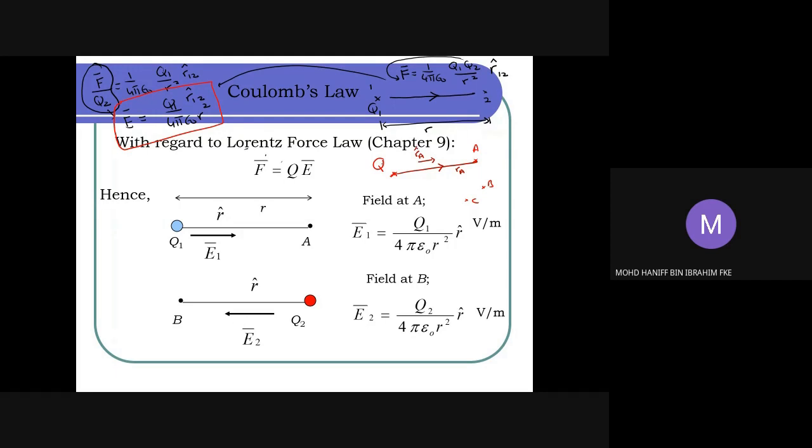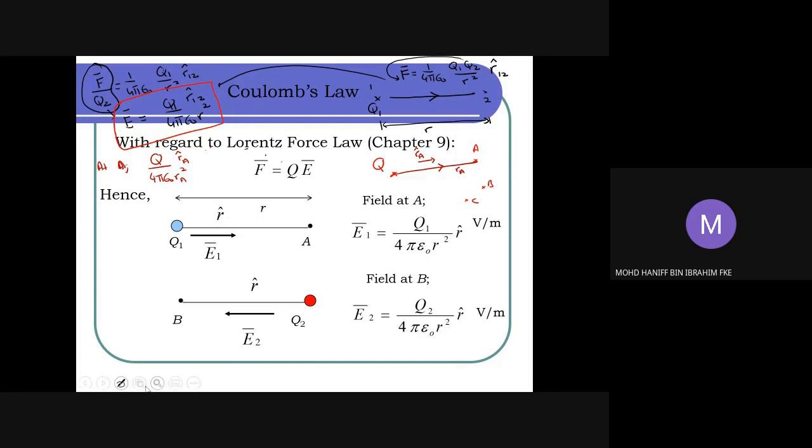So I can say that the electric field that will be produced at the point of A will be Q divided by 4 pi epsilon naught RA squared, in the direction of the unit vector RA hat. So that should be the electric field that will be induced at the point of A.